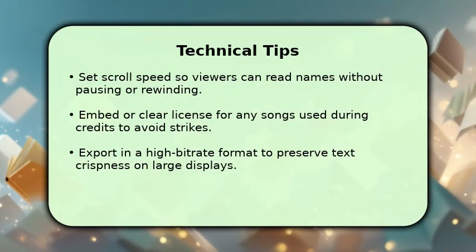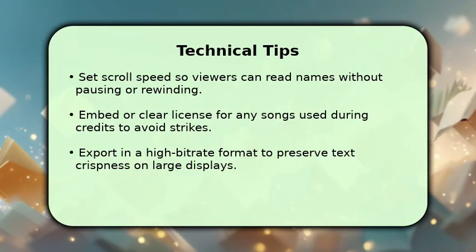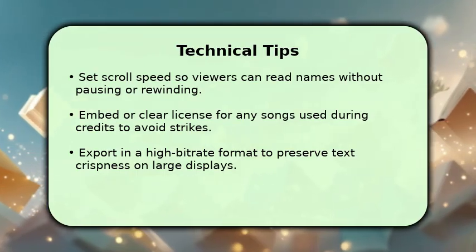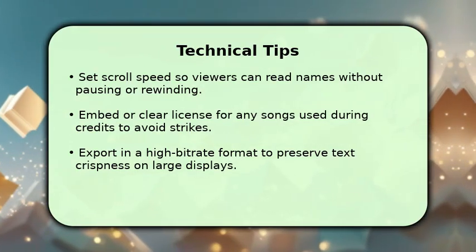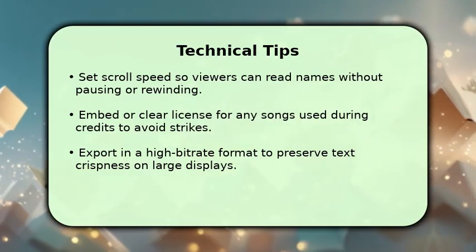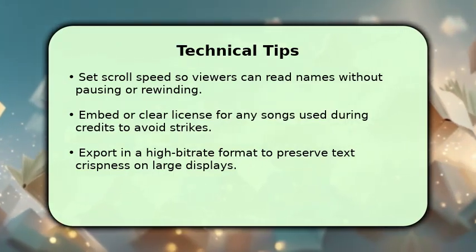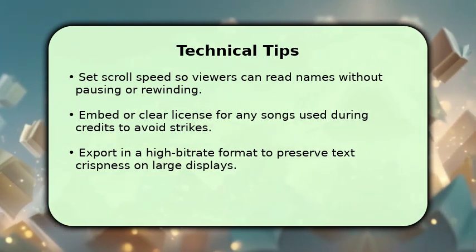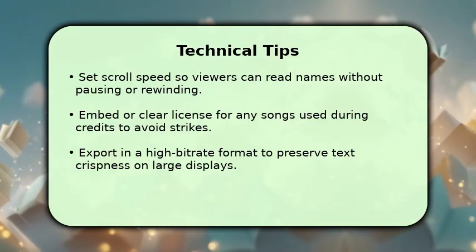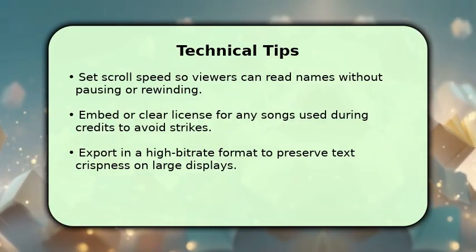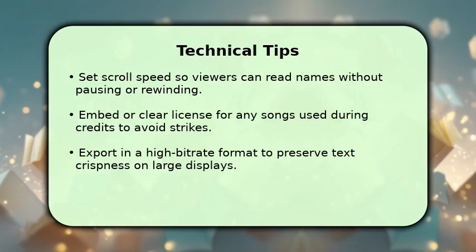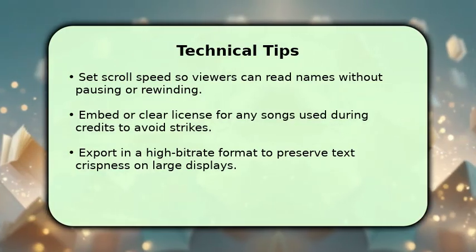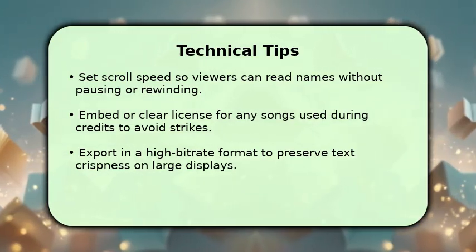Set a comfortable scroll speed so names are readable without pausing, typically matching 3 to 5 seconds per credit block. Lock text positions using guides and export with high bitrate to keep edges sharp on big screens. Replace placeholder names with final credits before final render and run a proofing pass to catch typos. Finally, test the sync between music and visual cues to make sure each credit lands naturally with the score.